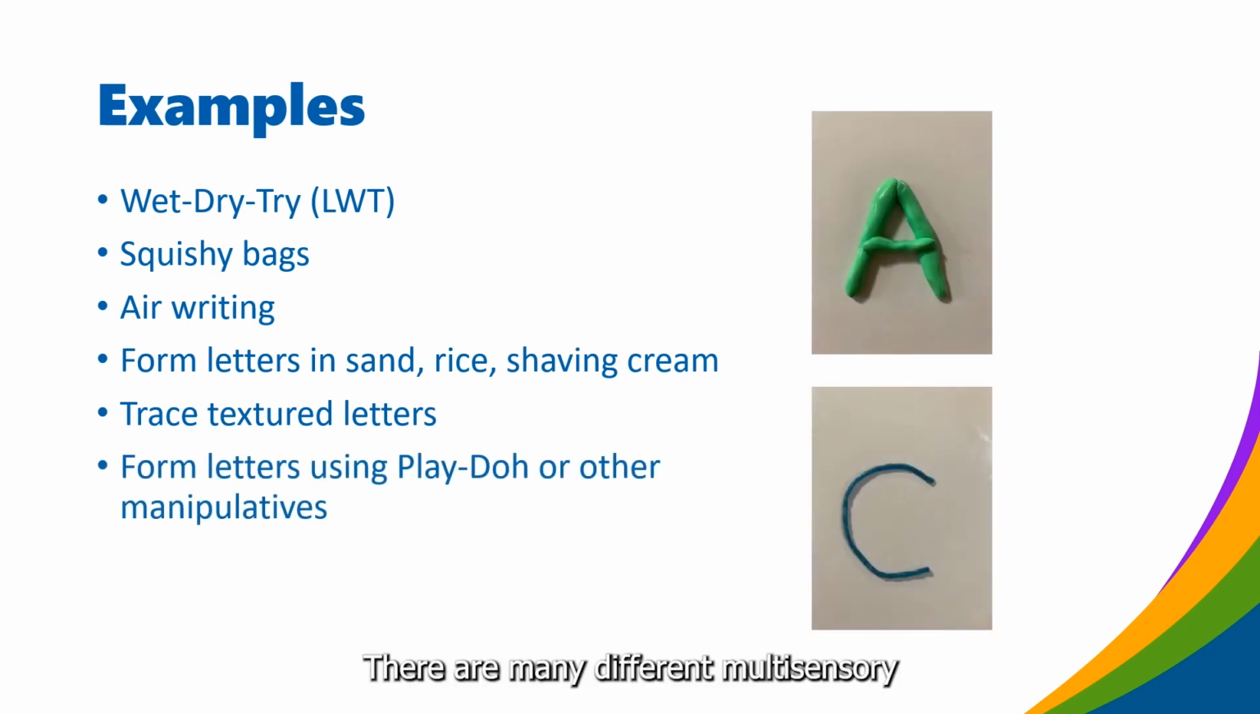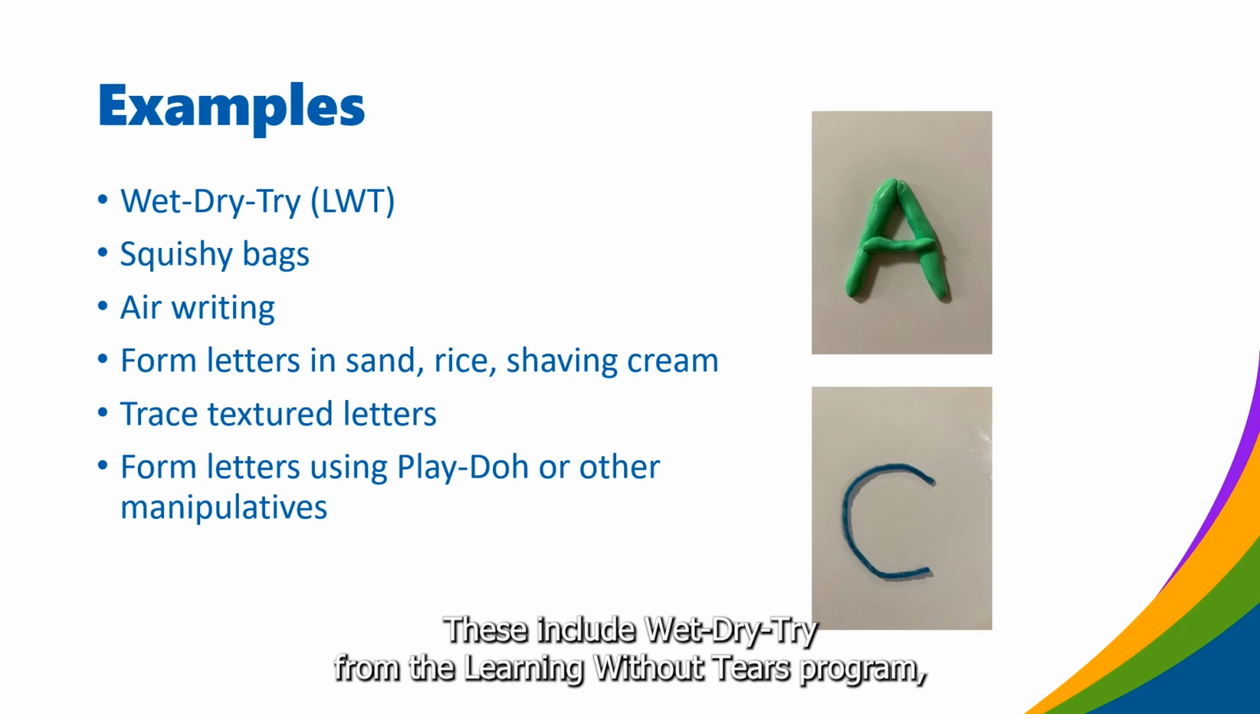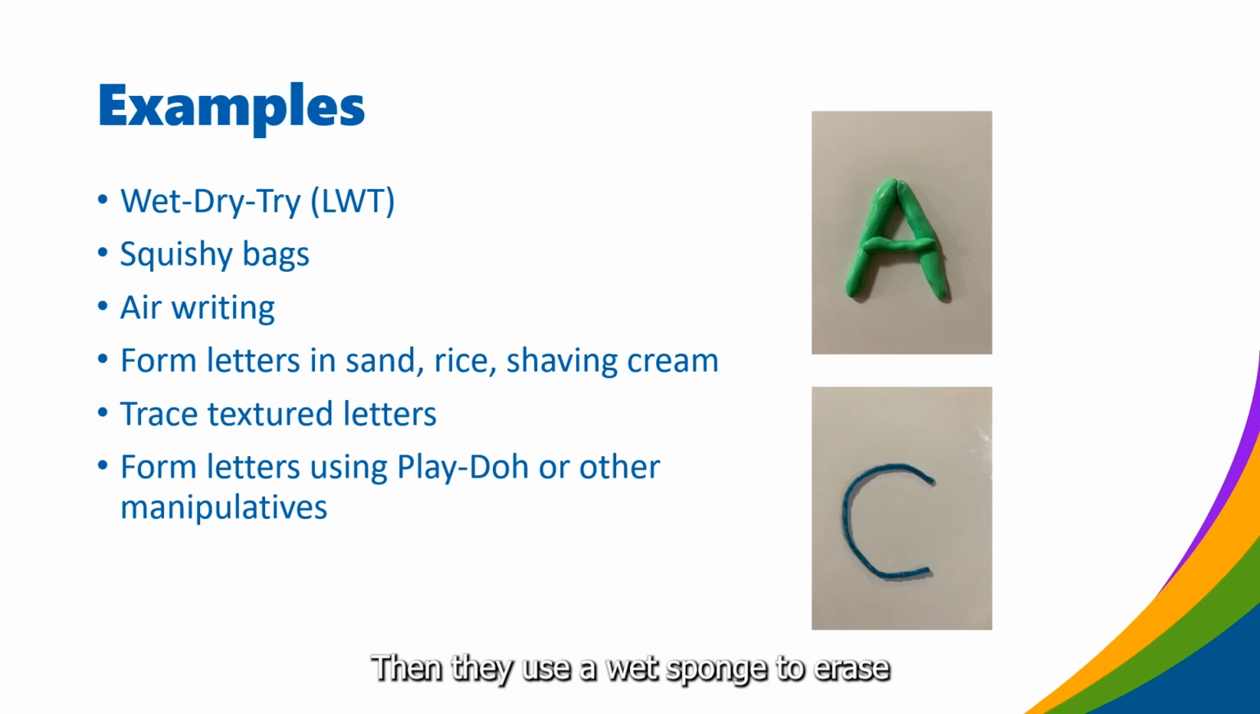There are many different multisensory teaching tools that you can use when working on printing skills. These include Wet, Dry, Try from the Learning Without Tears program, where the child uses chalk to write a letter on a rectangular chalkboard. Then they use a wet sponge to erase the letter by tracing over what they have written.